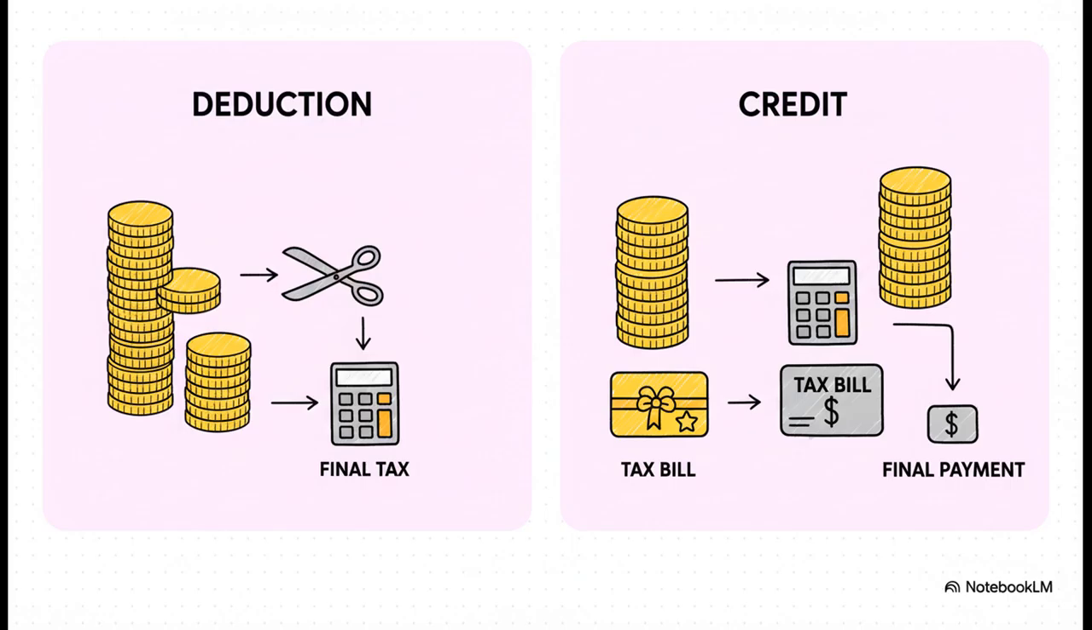A tax deduction reduces your total taxable income. Think of it as shrinking the pie before it gets sliced up by the tax man. A tax credit, on the other hand, comes at the very end. It directly reduces your final tax bill. It's basically like having a coupon you can apply to your final payment.